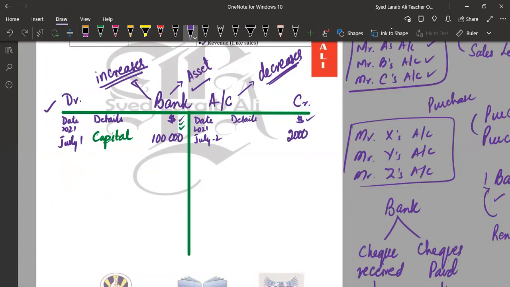The transaction has been done. But against what? In details, we write the cross reference against rent. So if the owner sees this account, he will get to know that the bank has decreased because you paid against the rent. So this is why in cross reference, we always write rent. Please remember, don't get confused that the rent is credited here. No, the rent is not credited. The account is credited against rent.